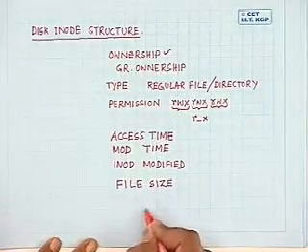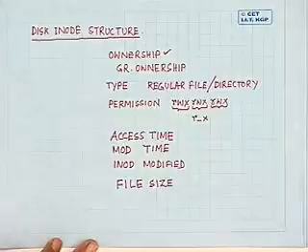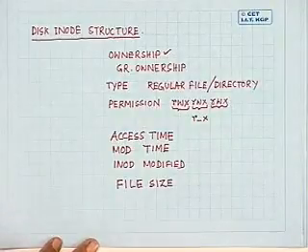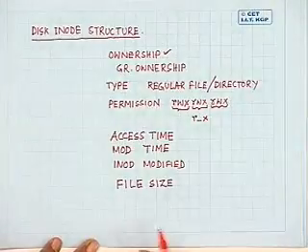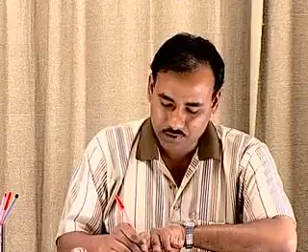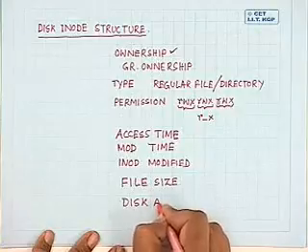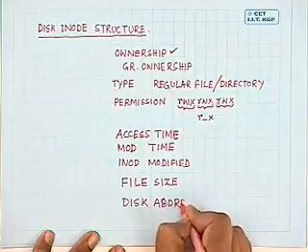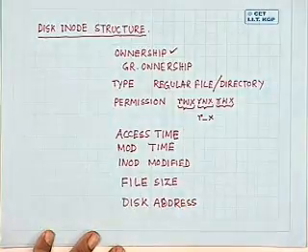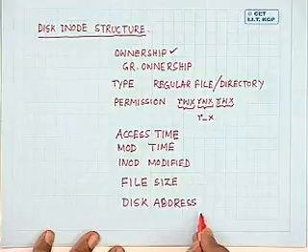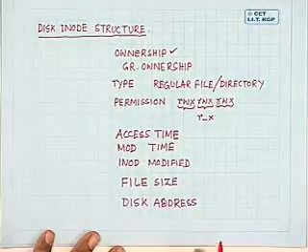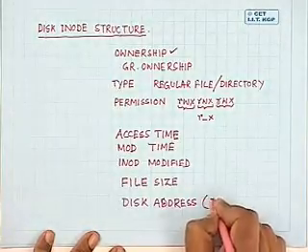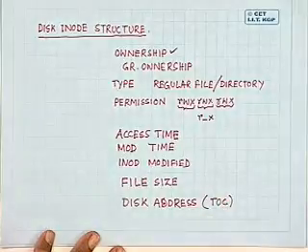And the most important information, of course, all of them are important, but so far as data access on the disk is concerned, we have to have the information about the disk addresses of different data blocks. Okay. So these are the block addresses of different data blocks of that file, and this is also called the inode table of contents, or TOC.